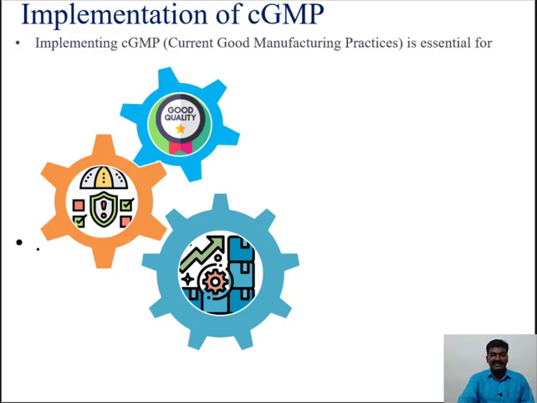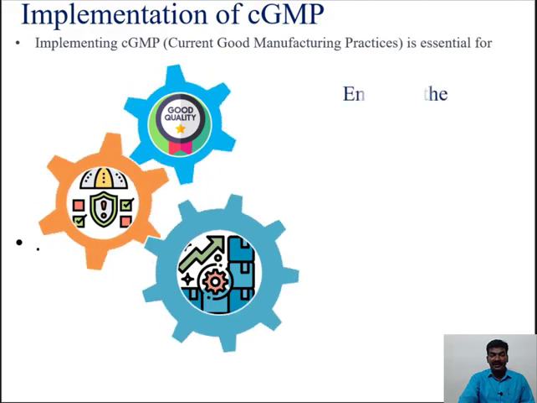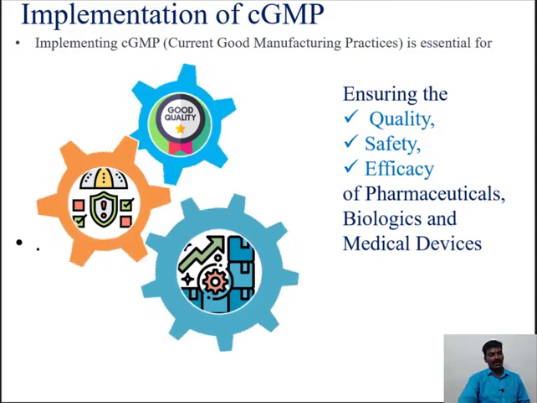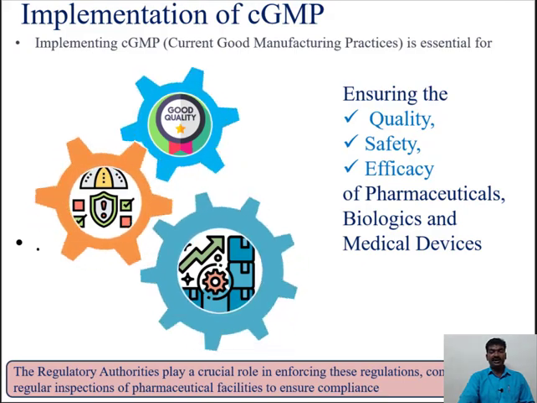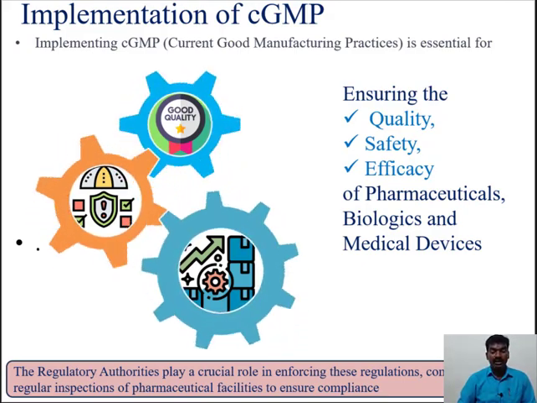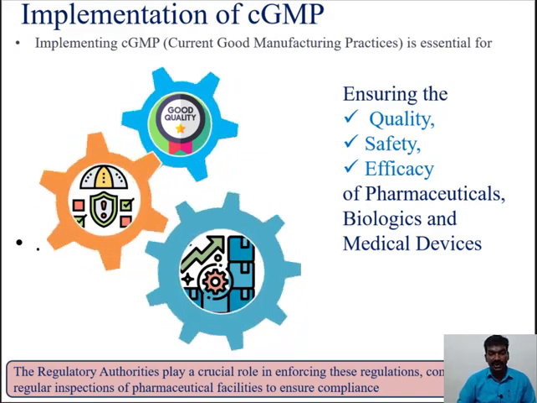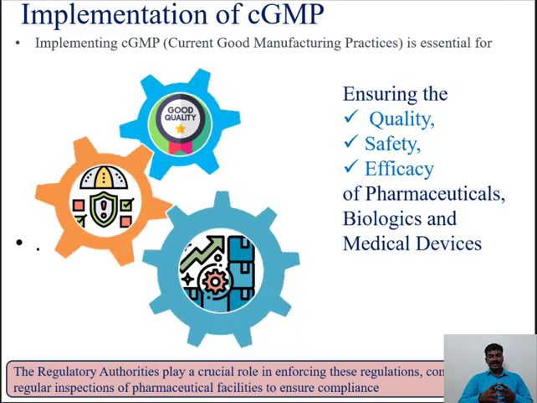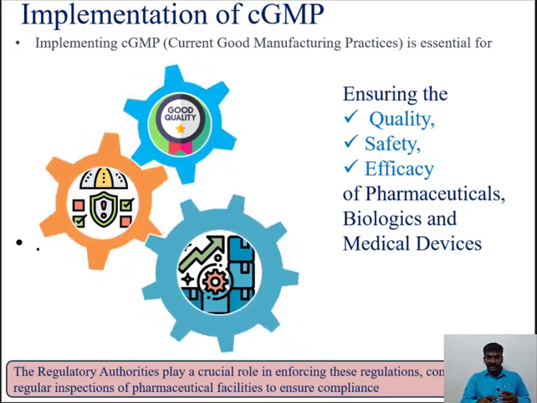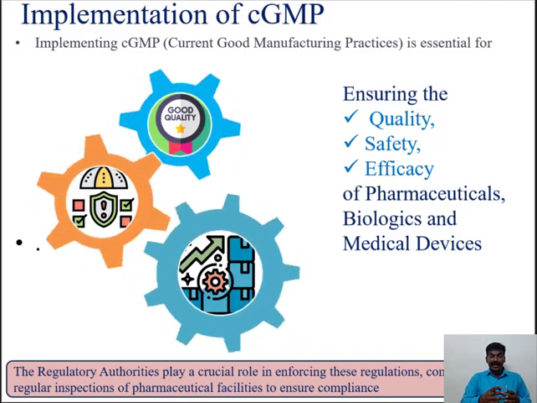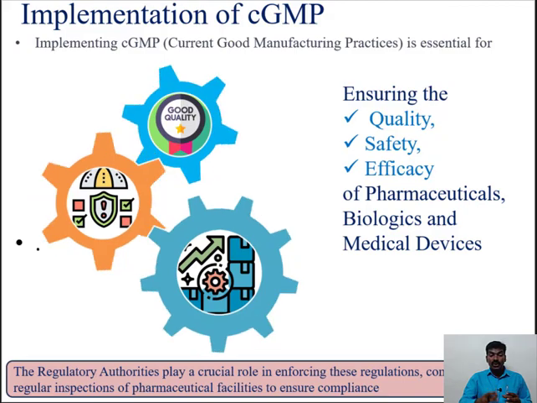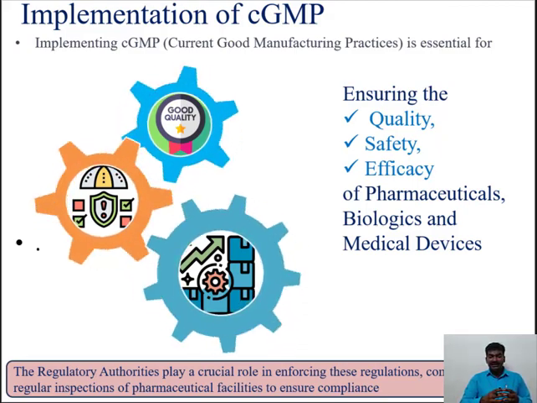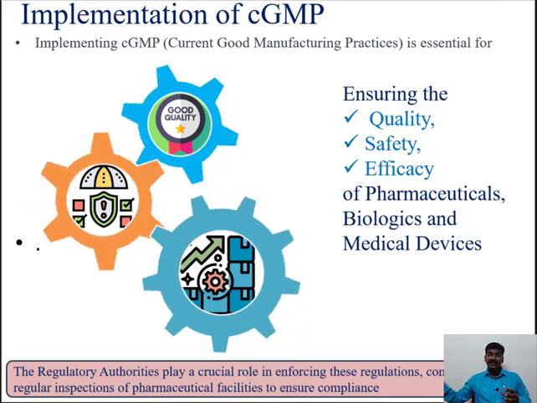Implementation of cGMP. Implementing cGMP is essential for ensuring the products being manufactured meet the standards of quality, safety and efficacy of pharmaceuticals, biologics and medical devices. The regulatory authority plays a crucial role in enforcing these regulations by conducting regular inspections of pharmaceutical facilities to ensure compliance. As I mentioned earlier, it's a moral responsibility of a manufacturer to update their procedures and keep them current, because the regulatory authority may come in and inspect to identify whether the manufacturer is following the current updates or not. It means whether the manufacturer complies with the regulations currently being implemented by the regulatory agency.